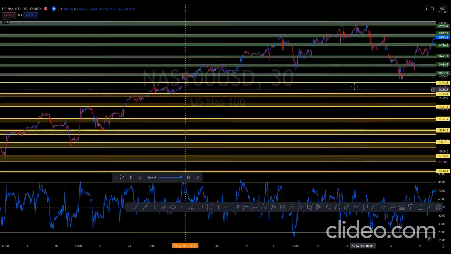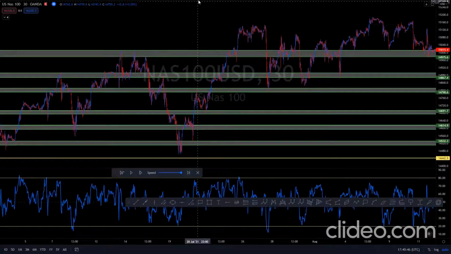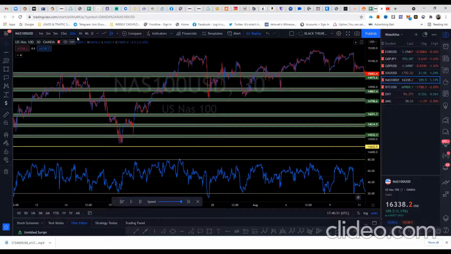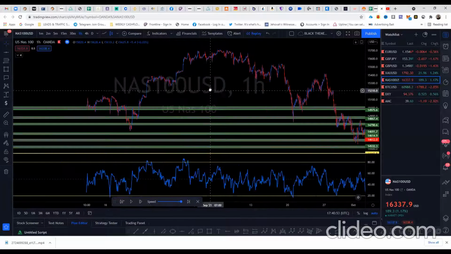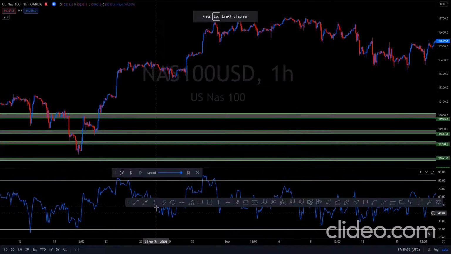All right, so you can see I marked up these zones on the 30-minute. Hope I didn't mess up on my autosave. If I did, I'm not going to worry about it. I should be fine. So we're going to go ahead and move on to the 1 hour. This is what we have left to mark up on the 1 hour here.